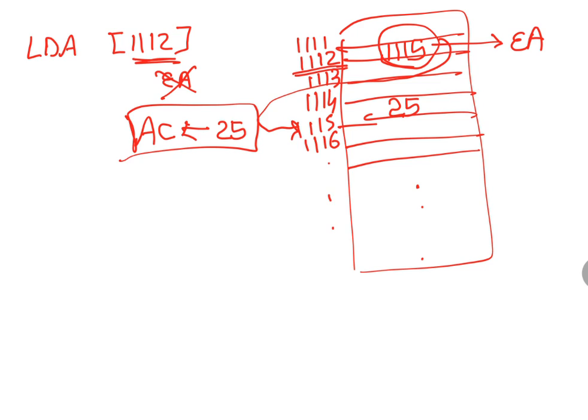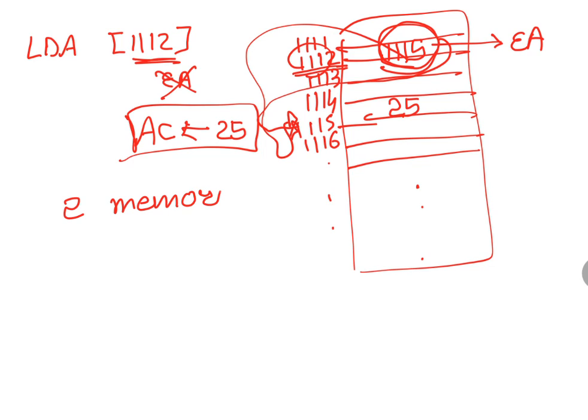So it's like a two-way memory access. We access this memory, again get an address here, and again access memory, right? So we access memory two times, whereas in direct addressing we access memory only once, right?